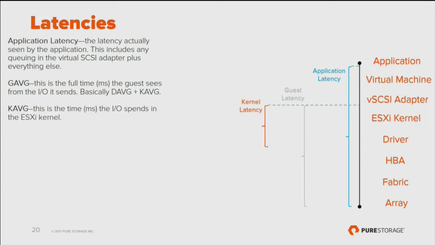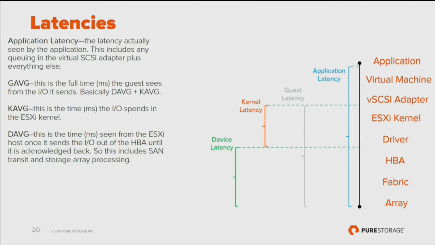Then there's the kernel average. This is how much time an I/O is actually spending inside of the ESXi kernel. If this is anything but 0, you have some level of queuing. It's possibly resource contention, like your CPUs or memory being maxed out, and that's usually pretty easy to tell on a host. If that's not the case and this is non-zero, you are queuing and those I/Os are waiting inside of ESX.